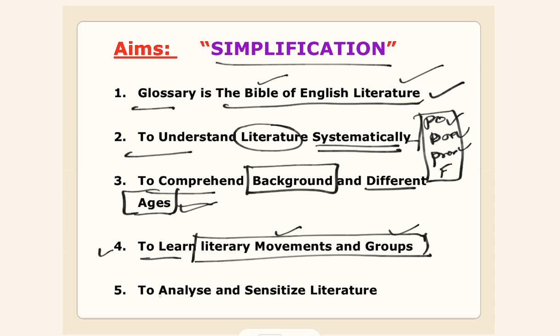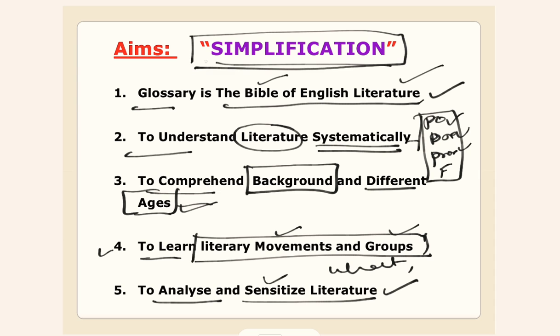Finally, to analyze and sensitize literature. For literature students, we have to understand what literature is. If you don't know the meaning of literature, how can you understand the other things in literature? That's why this book will make you understand literature and sensitize you. Finally, the aim of this video lecture is the simplification of M.H. Abrams' literary terms. So let us see one by one.